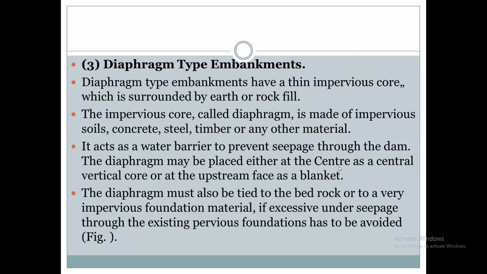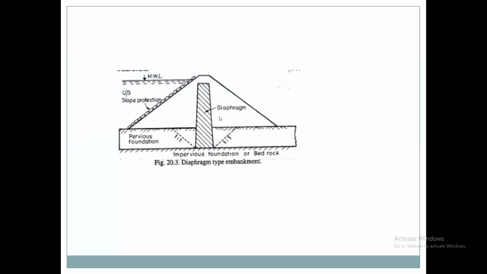And in the diaphragm type embankment, a diaphragm is provided. The diaphragm is made of concrete, steel, timber, or any masonry structure. It is an impervious diaphragm, which is placed at the center of the dam, or it may be placed on the upstream side of the dam. It is laid on an impervious foundation or bedrock. This is a pervious foundation.